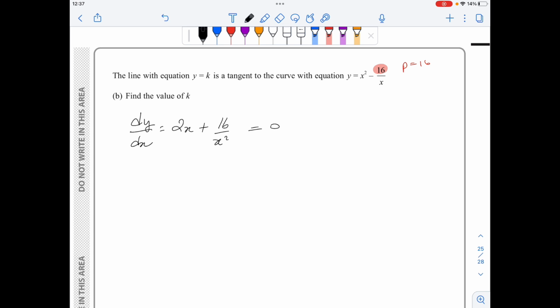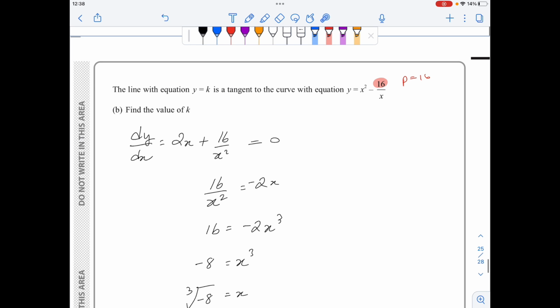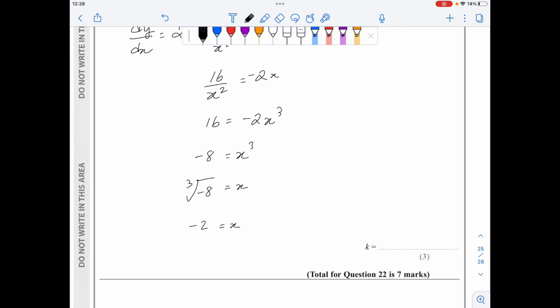Now I will set this equal to 0 because T is a turning point. So let's solve this. 16 over x squared is equal to minus 2x. So 16 is minus 2x to the power of 3. Let's divide by minus 2. So minus 8 is x to the power of 3. x is the cube root of minus 8. So x comes out to be minus 2. So now I will replace x with minus 2 in this equation. So y equals minus 2 to the power of 2 minus 16 over minus 2. Put this on the calculator. y comes out to be 12, and that is the value of k.